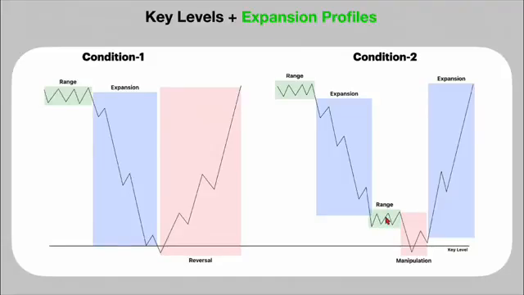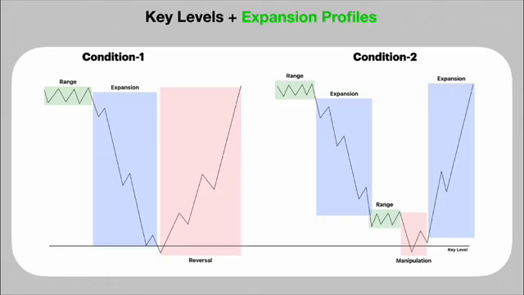Once we enter a ranging profile without testing the key level, we're going to expect a manipulation profile to test that level, followed by an expansion profile. This way, we're filtering our understanding to expect a specific outcome. Previously, we might have expected 3 possible outcomes after an expansion, but now we're reducing it to 1 based on market profiling combined with key levels.